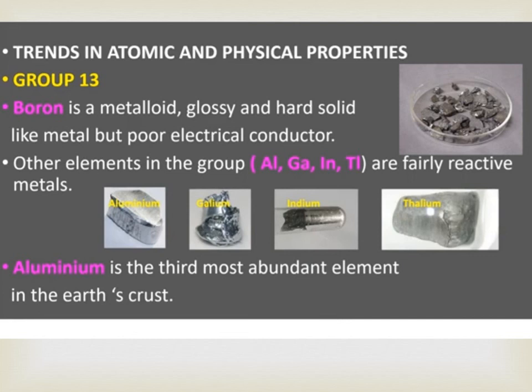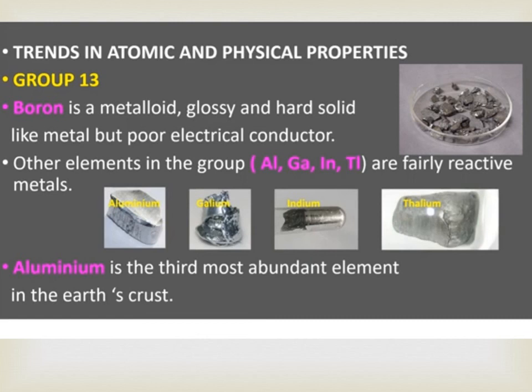Talking about boron, boron is a metalloid. Now my dear students, you must be aware of what a metalloid is. Metalloids are those elements which have characteristics of both metal and non-metal. It is glossy. Students, glossy means it has luster, that is, it has shine, and it is a hard solid like metal but a poor electrical conductor, that is, its electrical conductivity is very low.